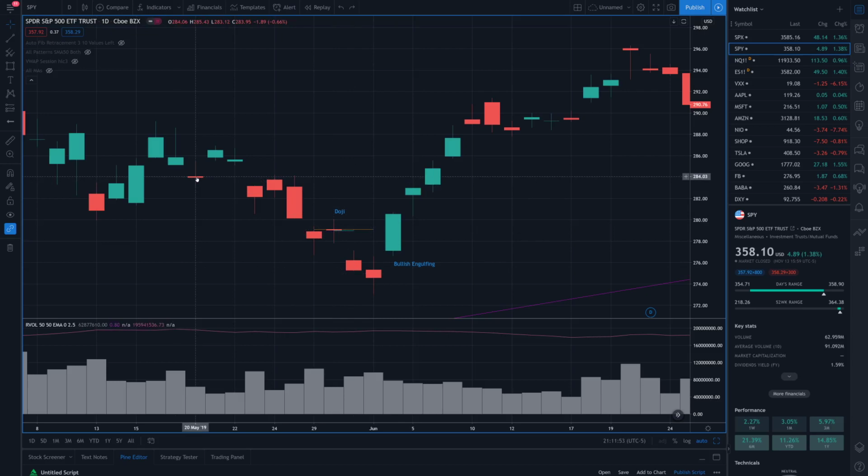And you see it here as well, right? So right here was another doji. And that doji ended up going up. It showed a reversal to the upside. And then another one, a reversal to the downside. And so you'll see this all the time, you know.